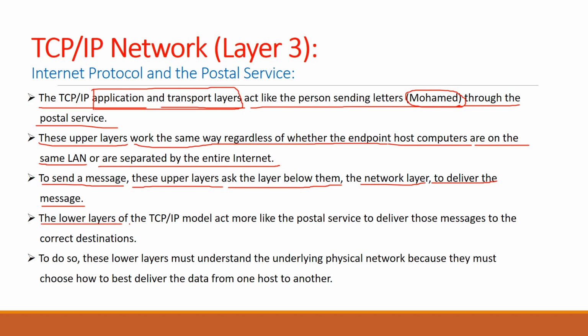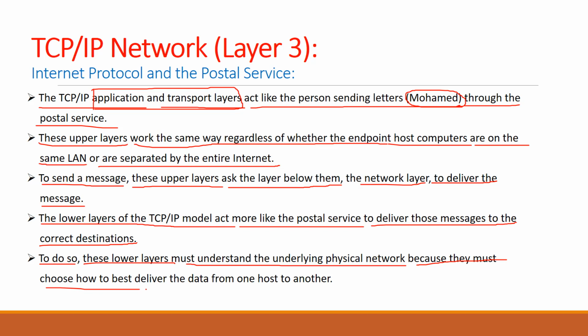Then the lower layers of the TCP/IP model act more like the postal service to deliver those messages to the correct destination. What does this mean? It means that the data link layer and the physical layer act as the post office man, the truck, the plane, and the post office itself. To do so, these lower layers must understand the underlying physical network because they must choose how to best deliver the data from one host to another.